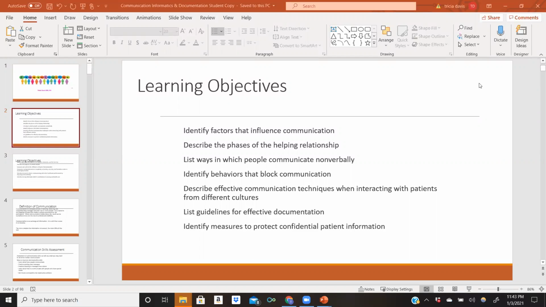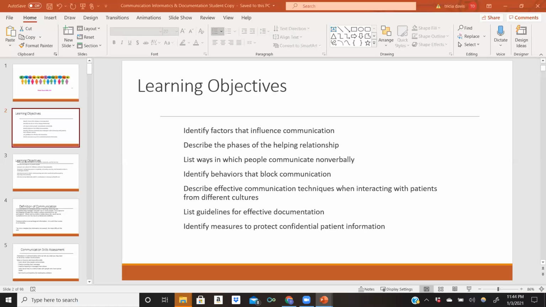So our learning objectives: we are going to want to identify factors that influence communication. We want to define and then describe the phases of the helping relationship. We're going to list ways in which people communicate non-verbally. We're going to want to identify behaviors that block communication. We're going to want to describe effective communication techniques when interacting with patients from different cultures.